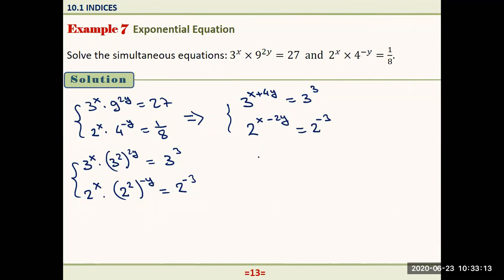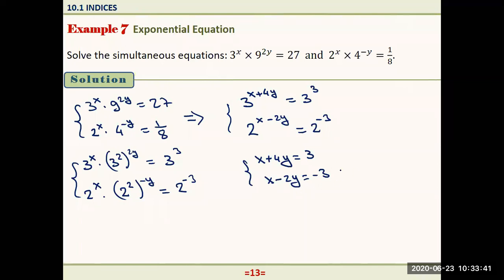So from the first equation, we have x plus 4y is equal to 3, right? From the second equation, x minus 2y is equal to negative 3. What do we have here? We have just converted this system of exponential equations into linear equations, right? Simultaneous linear equations. Both are linear and we know how to solve them.